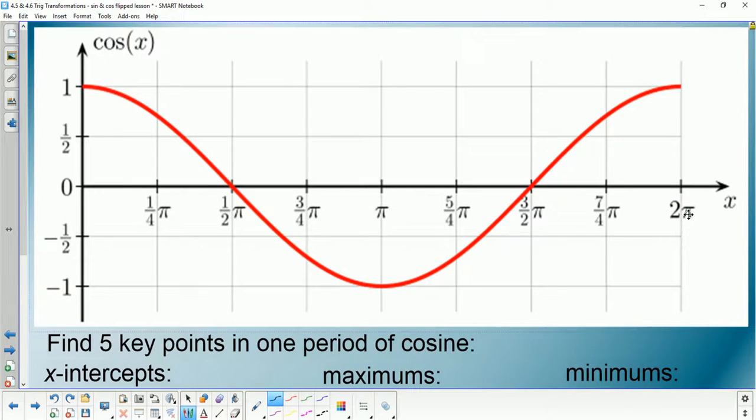Okay, now cosine is very similar, and it's going to be repeating over and over, but now there's only going to be 2 x-intercepts, and you see an x-intercept here at (pi over 2, 0) and (3 pi over 2, 0). There are 2 maximums at (0, 1) and (2 pi, 1), and there is a minimum at (pi, negative 1). Okay, so that identifies those 3 parts right there. And those are going to be key points that we're going to use over and over.